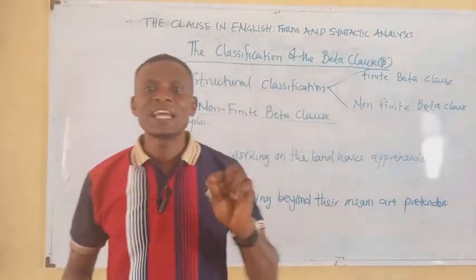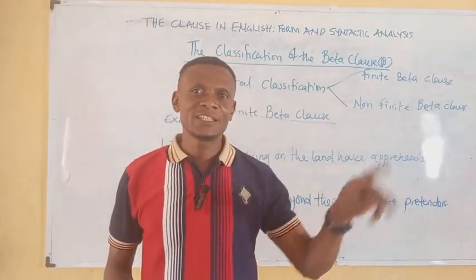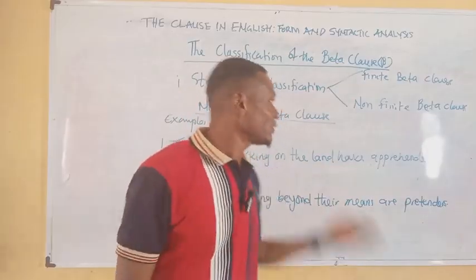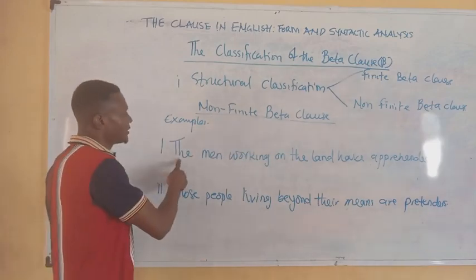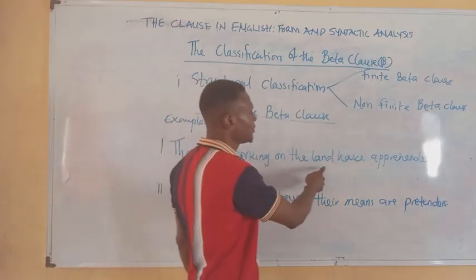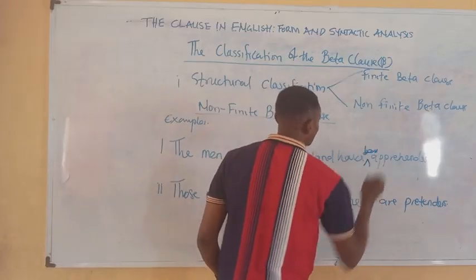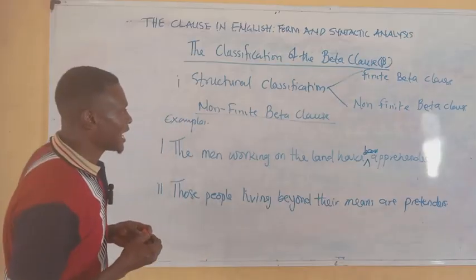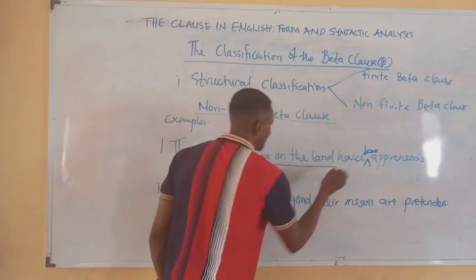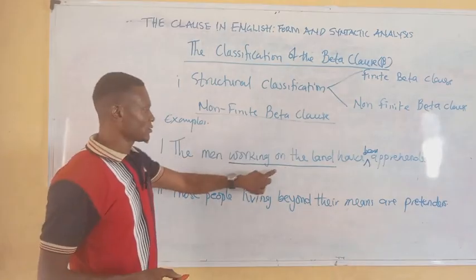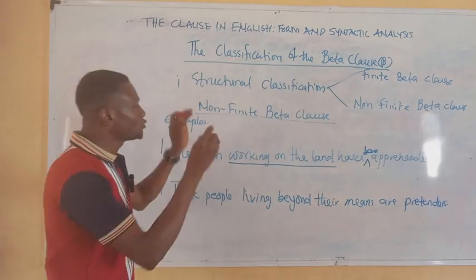Non-finite verb cannot be inflected for tense and number as we have in finite verb. So let's look at the example of non-finite beta clause. Number one, the man working on the land has been apprehended. So, working on the land here is a beta clause. Working on the land cannot stand on its own. Now, let's do the analysis.